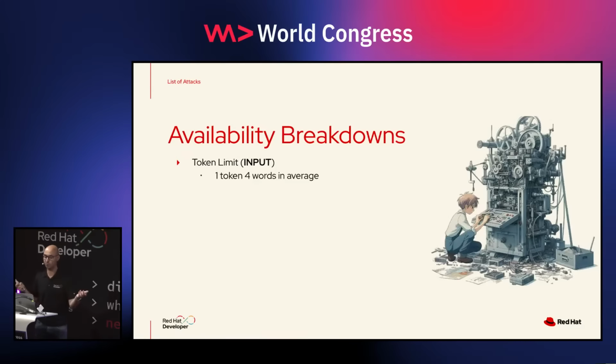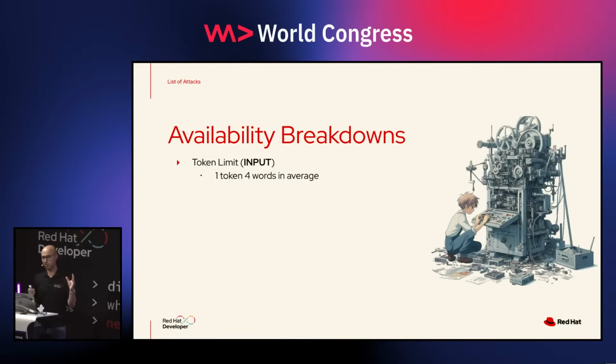So let's start with the availability breakdown. The first one is token limit. What happens if a user starts sending a lot of tokens, right? Basically, you take these tokens and you put them into the model, so a user might cause a denial of service to your model just by sending a lot of tokens. So I recommend you have an input Guardrail for counting the tokens that the user is sending, and depending on the number of tokens, just cut the request or deny it, sending an exception that says, hey, you're sending me too much content.